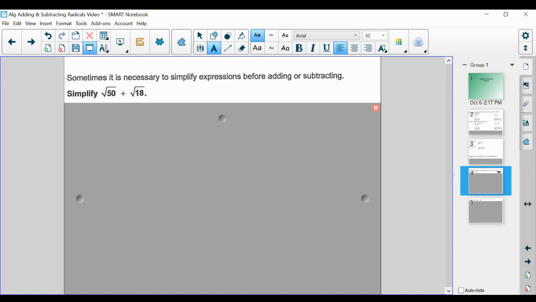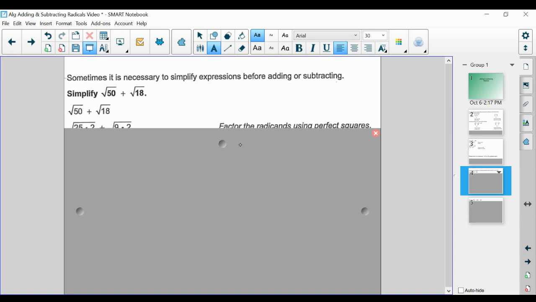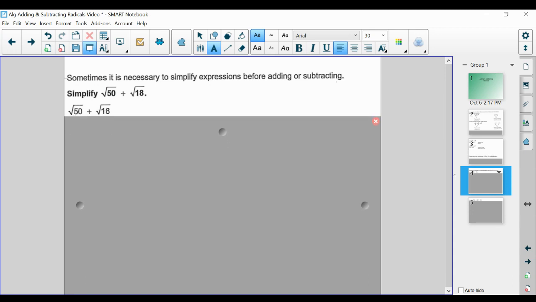So let's simplify the square root of 50 plus the square root of 18. Well, we know that 50 and 18, we can simplify those radicals. You can use whichever method you want to. We're going to go through the elongated way, the drawn out method.